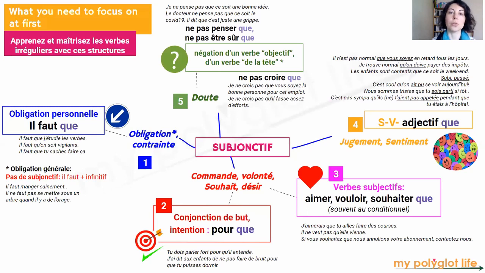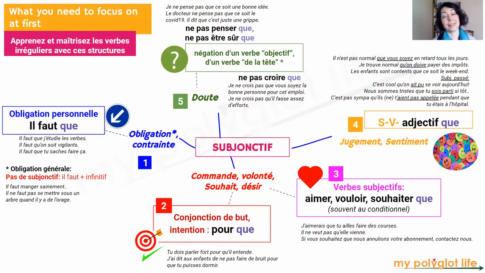Let's look at examples. Je ne pense pas que ce soit une bonne idée. Le docteur ne pense pas que ce soit le Covid-19. Il dit que c'est juste une grippe. Je ne crois pas que vous soyez la bonne personne pour cet emploi. Je ne crois pas qu'il fasse assez d'efforts. Donc, je ne crois pas que, je ne pense pas que, always followed with subjunctive.